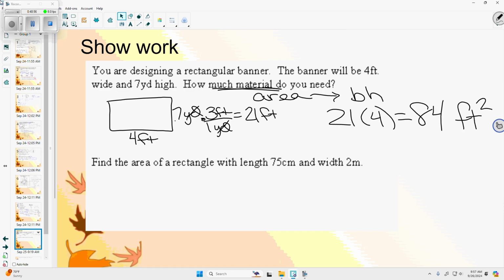Which leads us to the next one, where it's the area. Find the area of a rectangle with a length of 75 centimeters and a width of 2 meters. Why don't you try that on your paper first before we say it out loud?